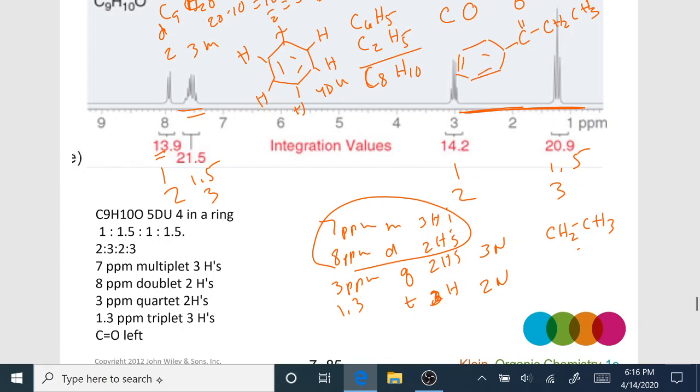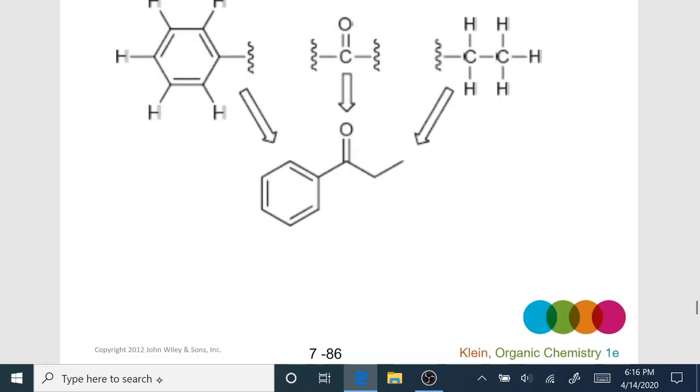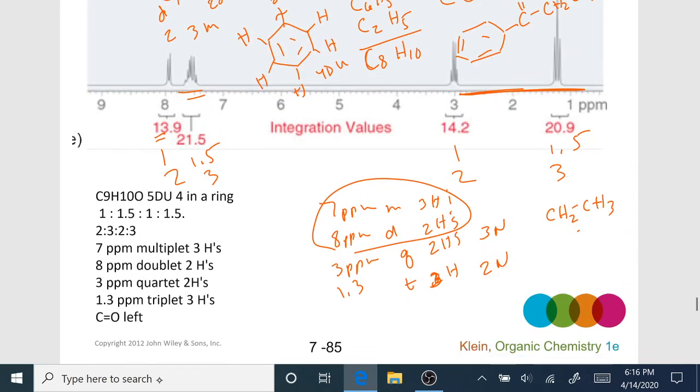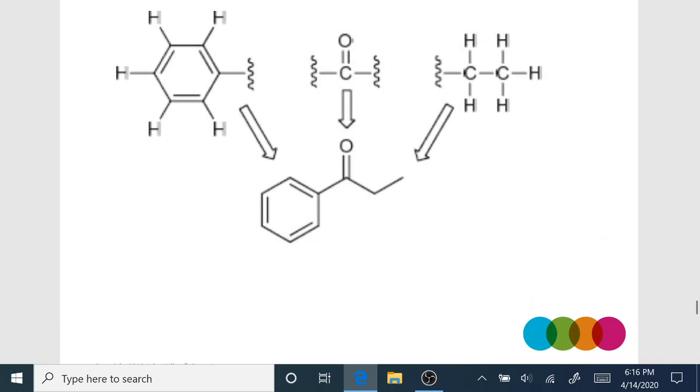That's all we're going to talk about for today. So this is our molecule. Next time we're going to talk about carbon-13, and we're going to put this all together with some integrated spectra. So I'll see you next time. Thanks for watching.